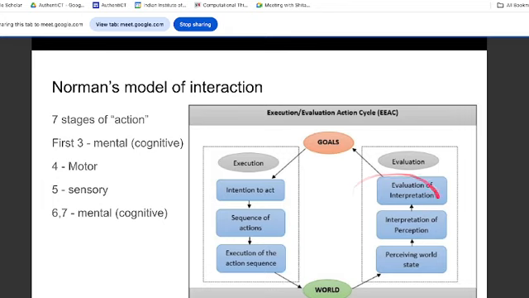And then I think about the evaluation of this interpretation. So evaluation is whether it was performed rightly or not performed rightly. So these two stages, the interpretation and the evaluation, are part of the mental cognitive stages. So that takes care of the evaluation part of Norman's model of interaction.